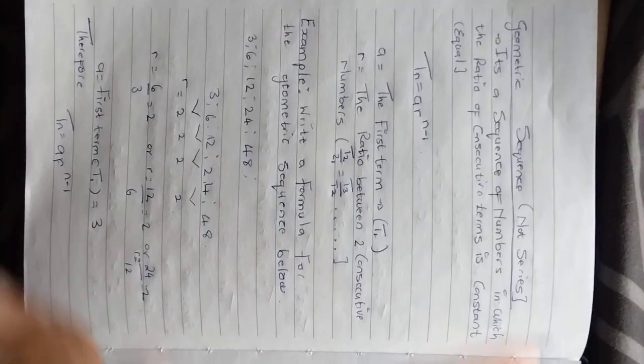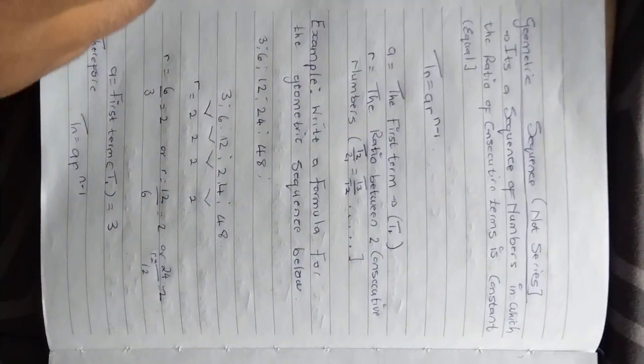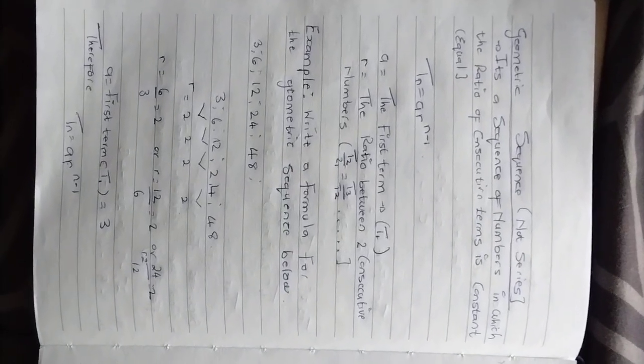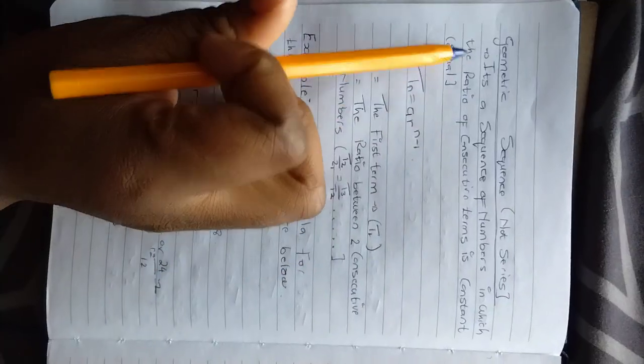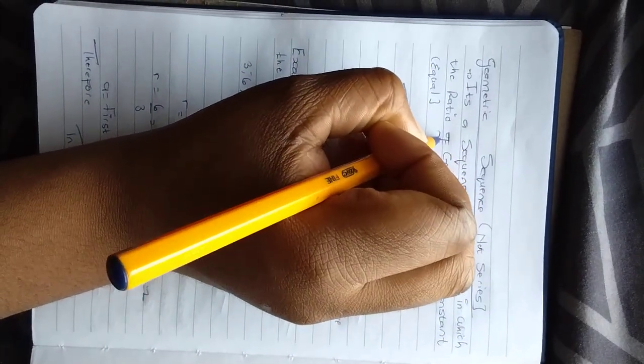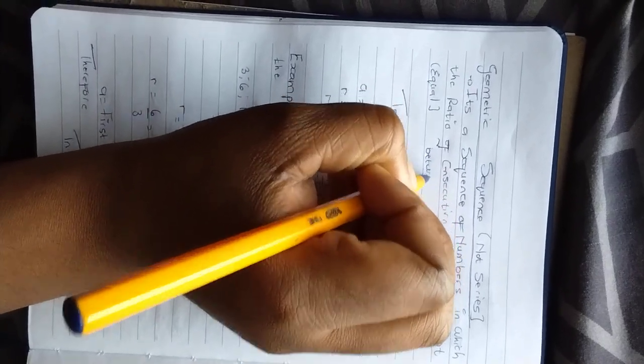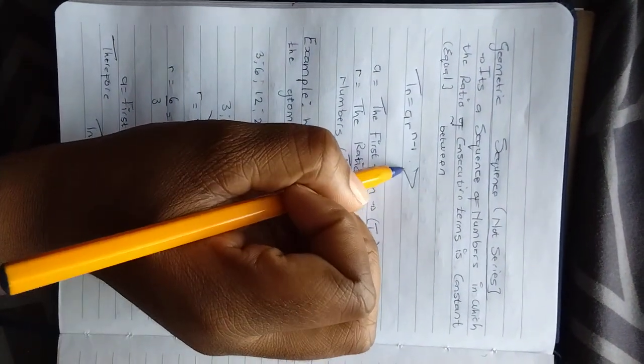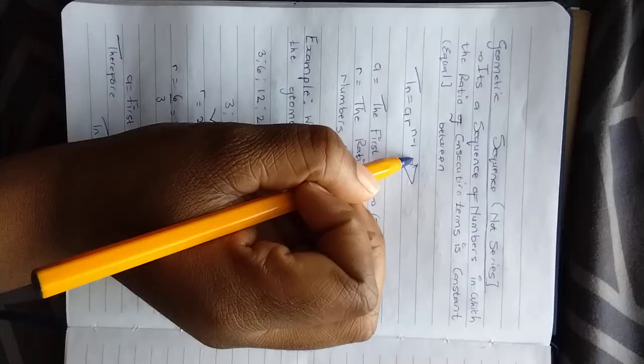What you need to know is that a geometric sequence is a sequence of numbers in which the ratio between consecutive terms is constant or equal. I was supposed to say the ratio between consecutive terms is constant or equal, right? So this is the origin. This one is not even that complicated.